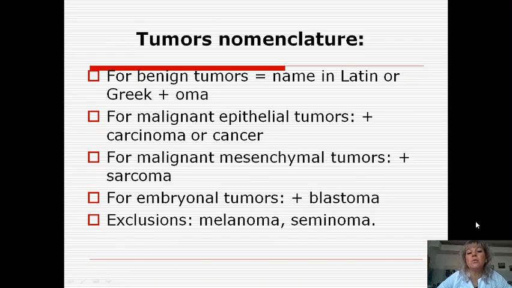The next information is about tumors and nomenclature. For all benign tumors, we use the tissue name in Latin or Greek plus oma. For malignant epithelial tumors, the name of the tissue in Latin or Greek, plus carcinoma or cancer. For malignant mesenchymal tumors, plus sarcoma. For embryonal tumors, plus blastoma.